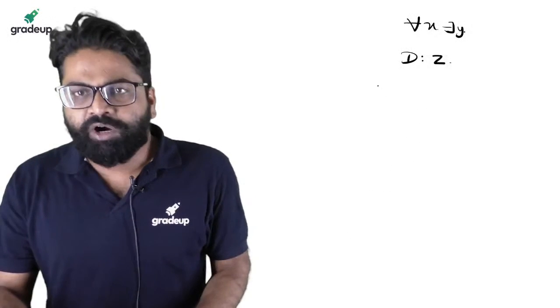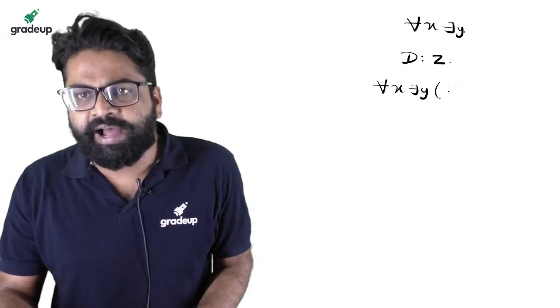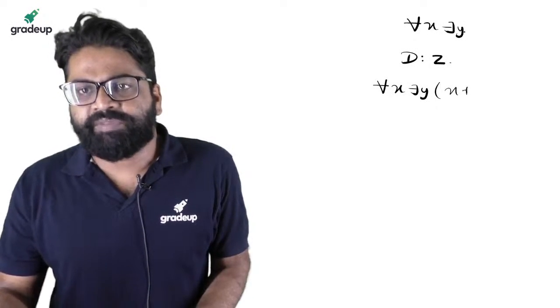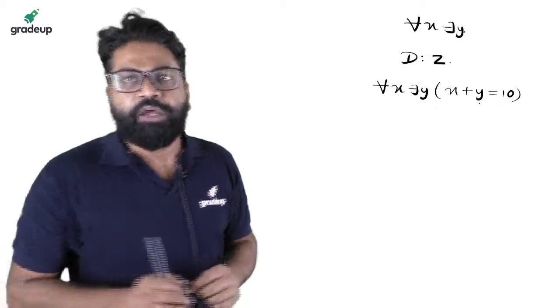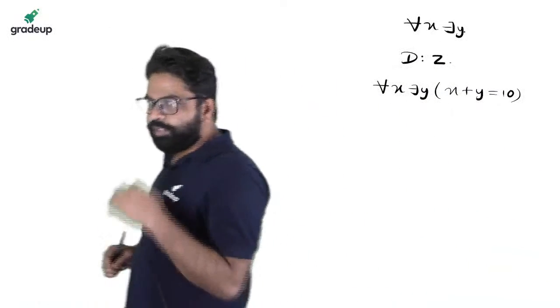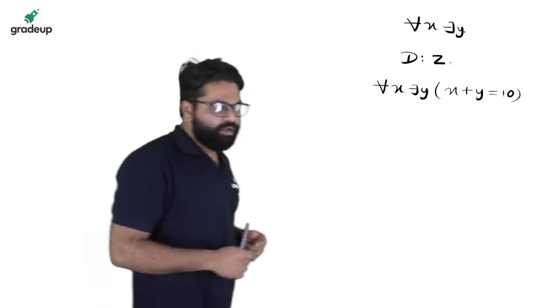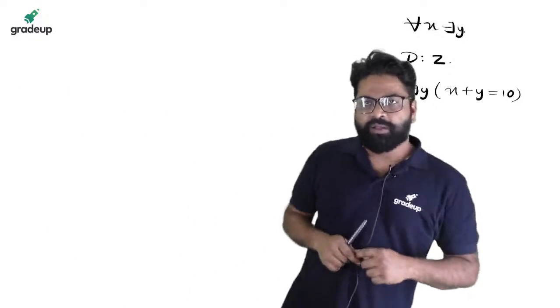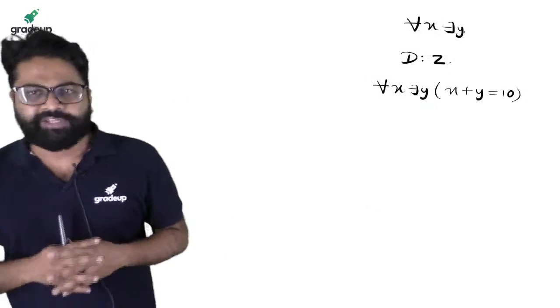Now what will happen if I write for all of x there exists y, and let's consider something which is x plus y equals 10? You have to tell me whether it is going to be true or false, valid or invalid. So how can we frame it, or how can we understand this situation?